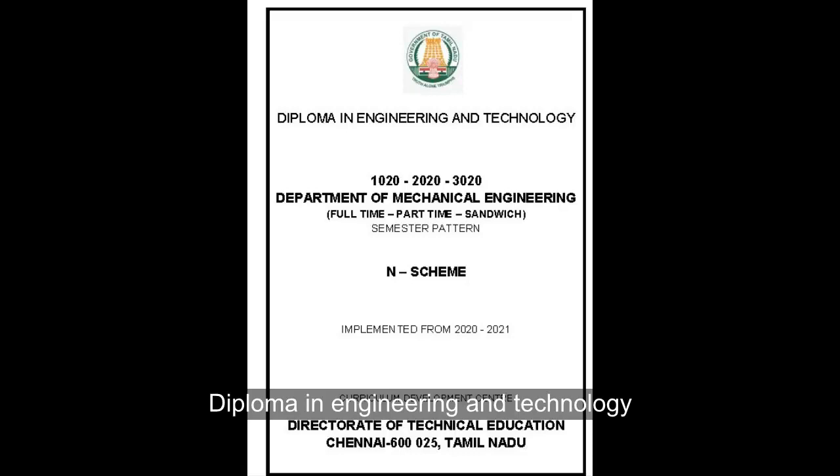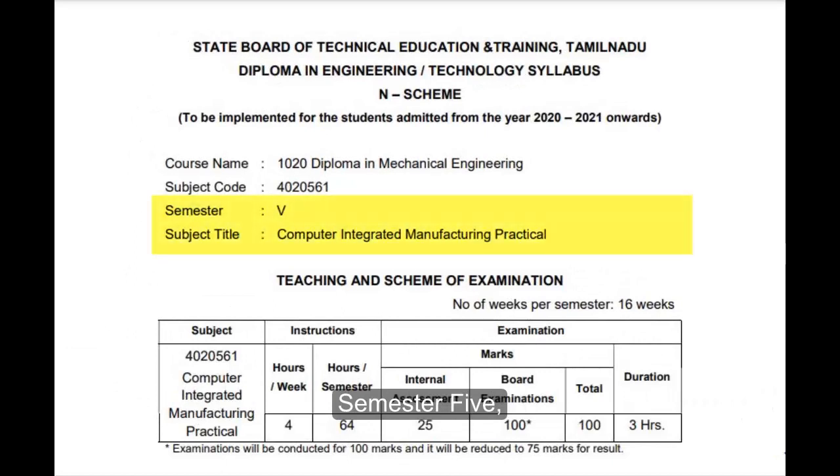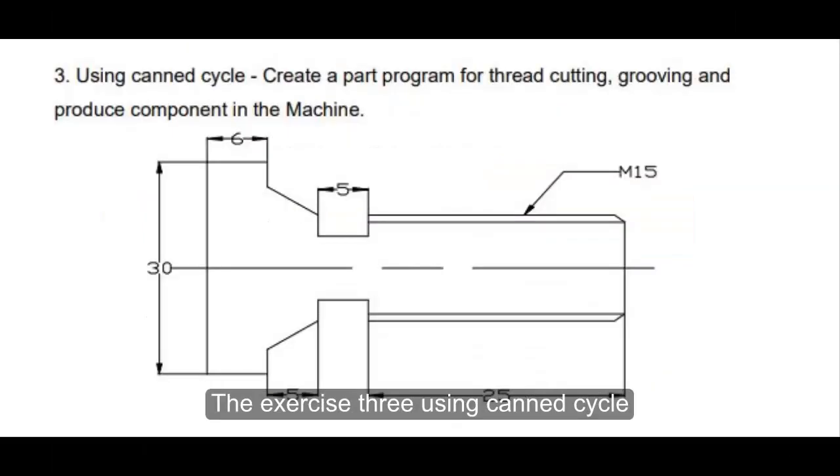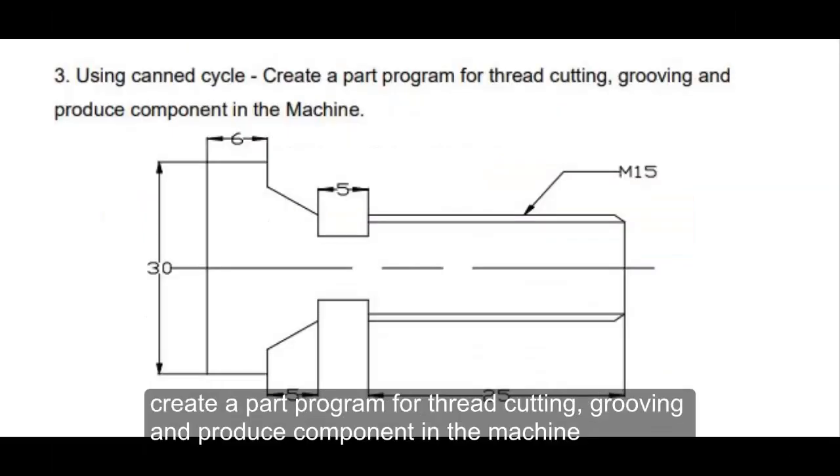Diploma in Engineering and Technology. Department of Mechanical Engineering. Semester 5. Subject title: Computer Integrated Manufacturing Practical. Exercise 3. Using canned cycle, create a part program for thread cutting, grooving and produce component in the machine.